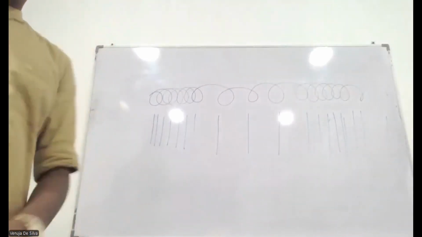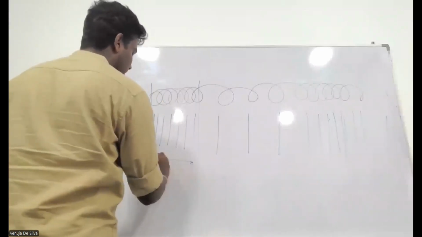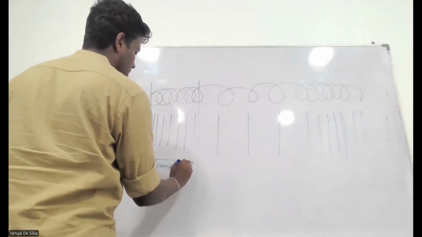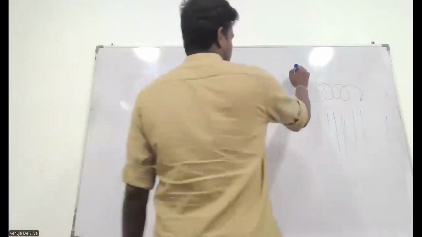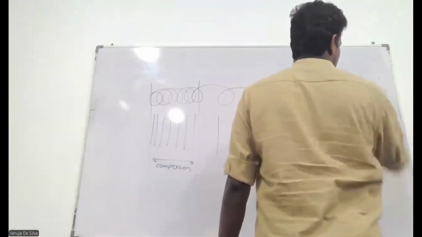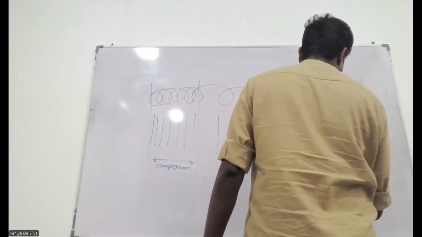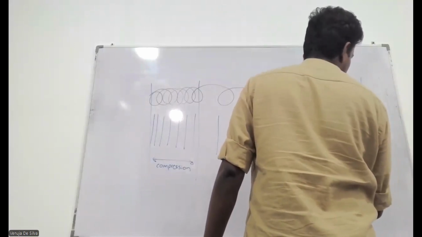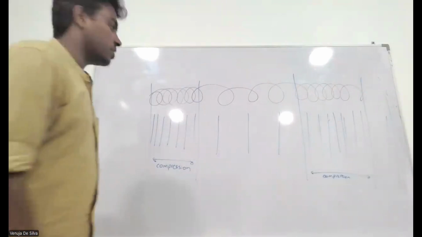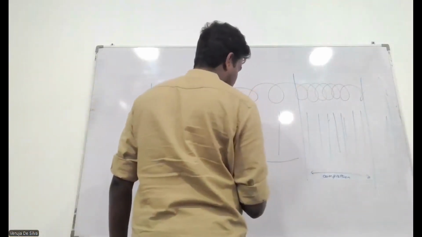So actually guys, these points, this is a compression, and this is again a compression. This part, compression. Then compression. What about here? This is a rarefaction.